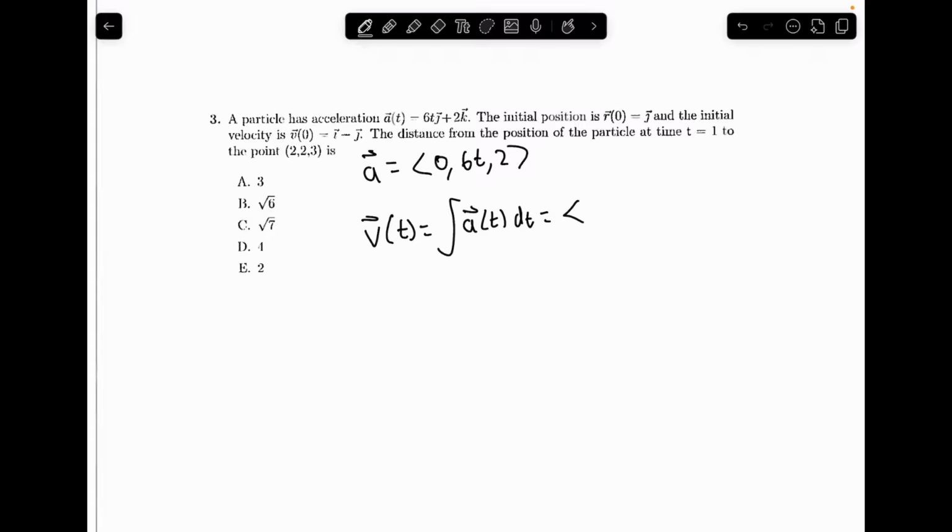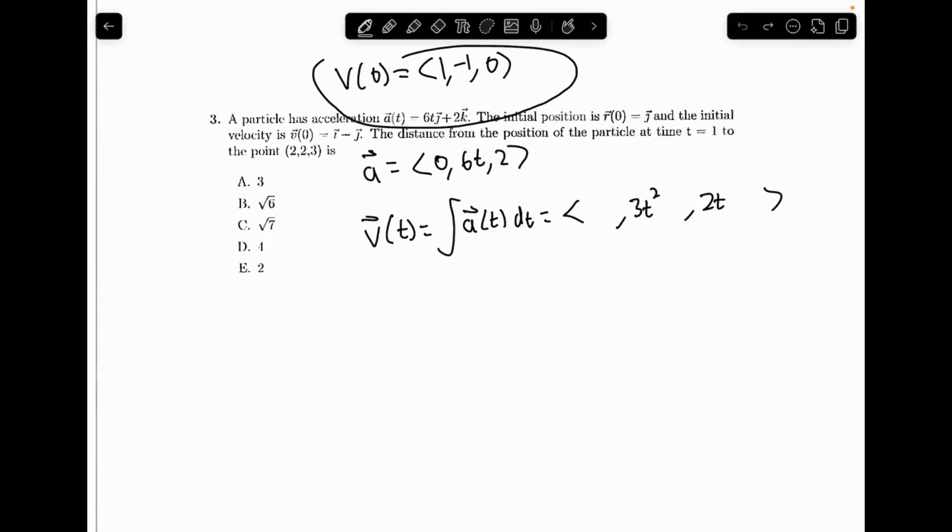We're going to get some sort of constant here, which I'm going to leave out and put in later. Then 3t squared, and again a constant, so I'm going to leave a space there. And then 2t, and again a constant. Those constants are important because we have the initial velocity. So v of 0 is 1, negative 1, 0. If we plug in 0 for t, we should get this vector.